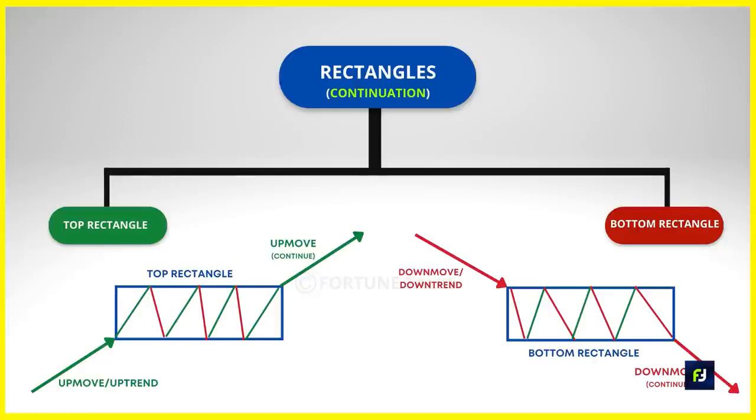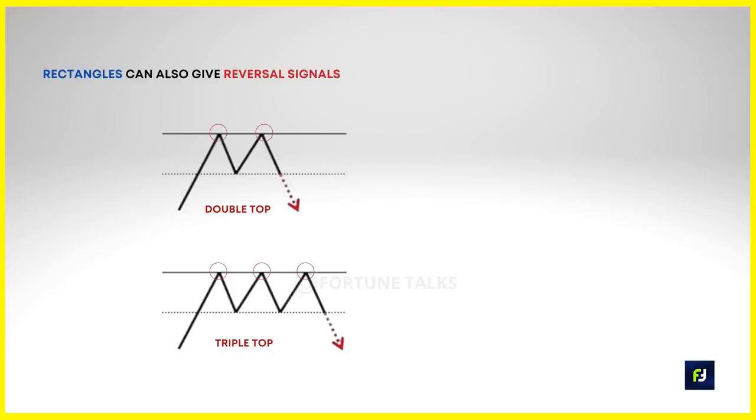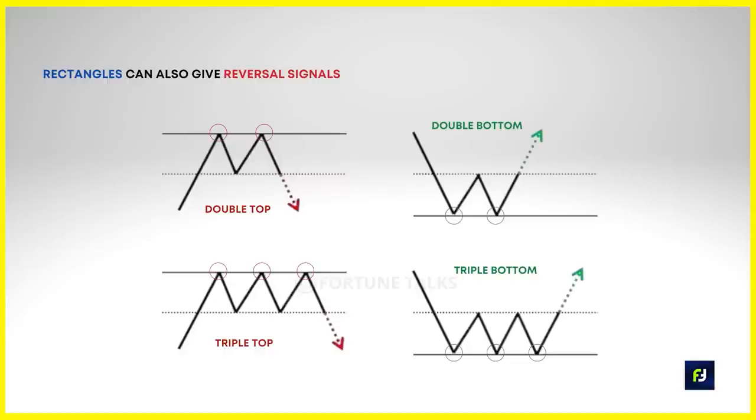Now the rectangle patterns can also reverse the trend. These reversal patterns are given specific names like double top and triple top, when the price tests the resistance twice and thrice respectively and then moves lower. The other category is double bottom and triple bottom, where the price tests the support level twice and thrice respectively and reverses upwards.